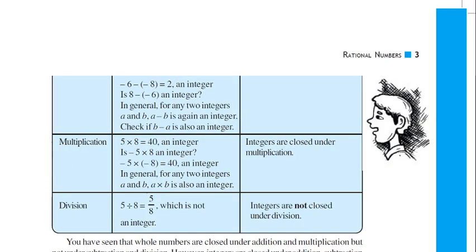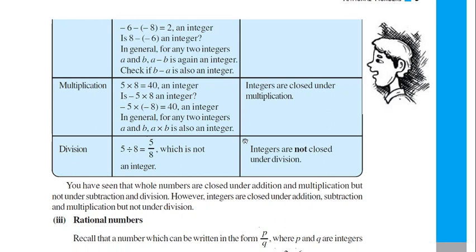Let's see for multiplication and division. As you can see on the screen, if you multiply any two integer numbers, you will get the answer in integer form. So again, it is closed. And if you divide any two integers, the output can be different. One example has been given in your textbook, that is 5 divided by 8, which is not an integer number. So integers are not closed under division. Remember this thing.